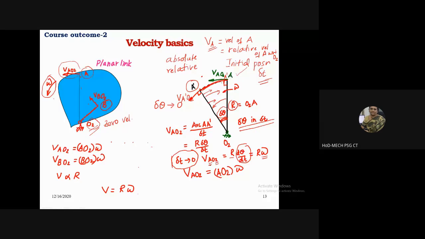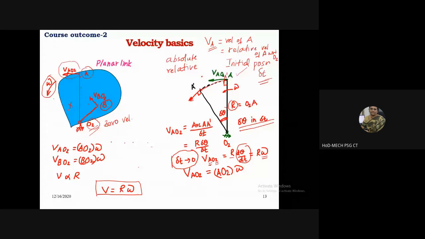The velocity vector will be at 90 degrees to the radius vector. So the direction of the velocity vector, the magnitude we saw, is V equal to R omega. Using this expression, you can find out the velocity of any point. To find the direction of the velocity of any point, suppose I have a point X, the velocity I will calculate as XO2 multiplied by omega.